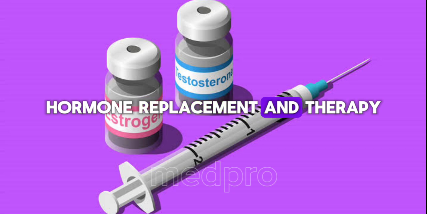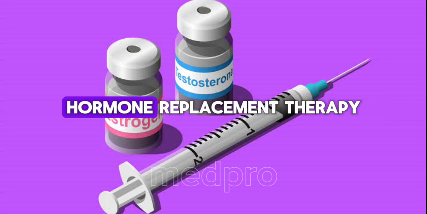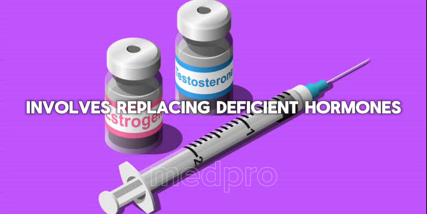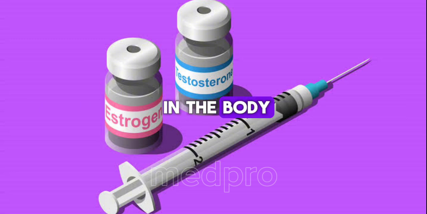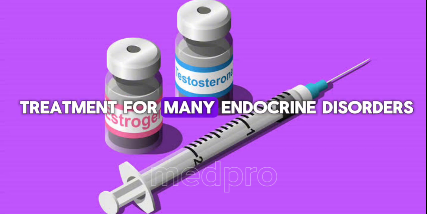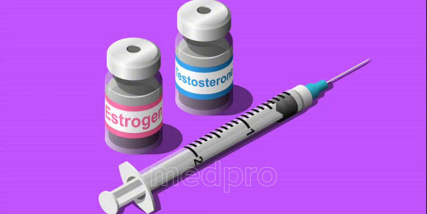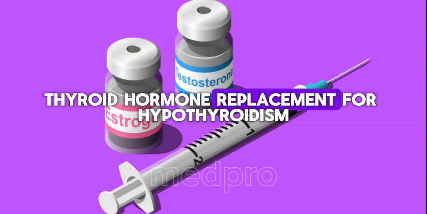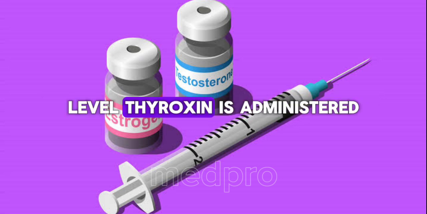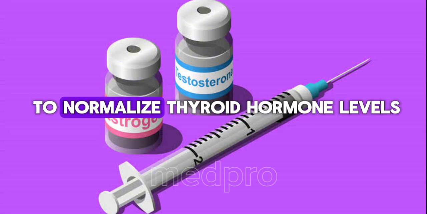Hormone replacement therapy. Hormone replacement therapy involves replacing deficient hormones in the body, which is a common treatment for many endocrine disorders. Thyroid hormone replacement. For hypothyroidism, synthetic thyroxine, levothyroxine, is administered to normalize thyroid hormone levels.